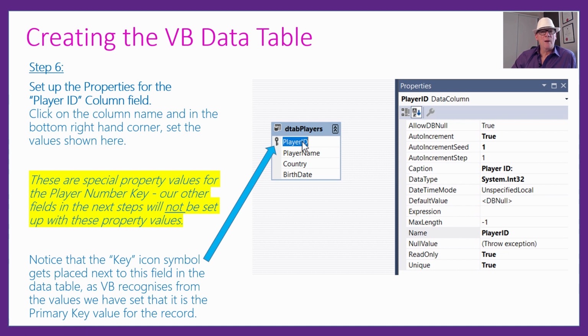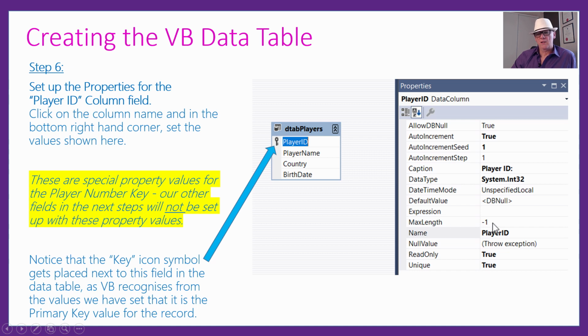Now, because this one's going to be the primary key, this one has a special setup that's going to be different to all the other fields that we make, okay? So we need to have auto increment true. Seed as 1 means our player numbers will start at 1. Caption ID we're going to explain later, but we just put player space ID colon for that. It needs to be system int 32 for this number.